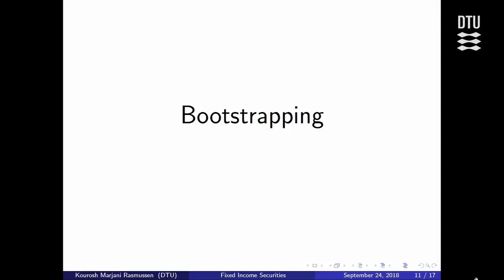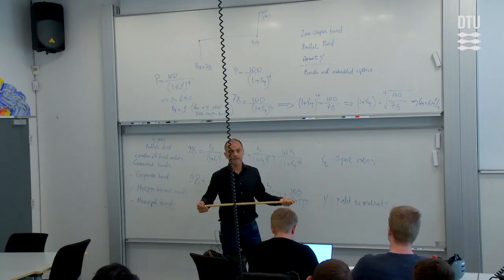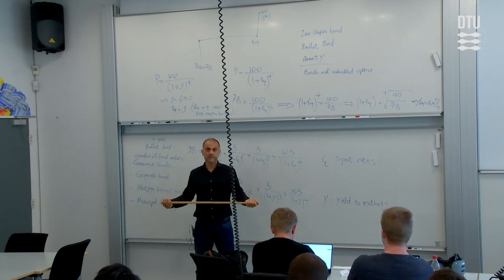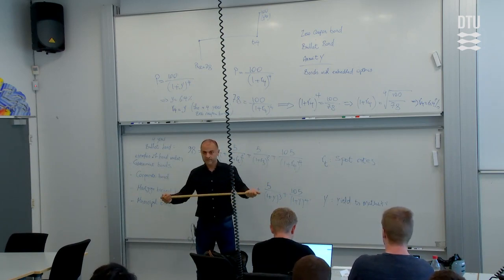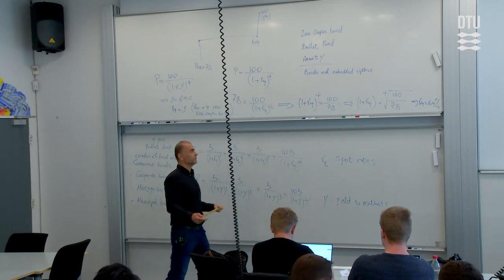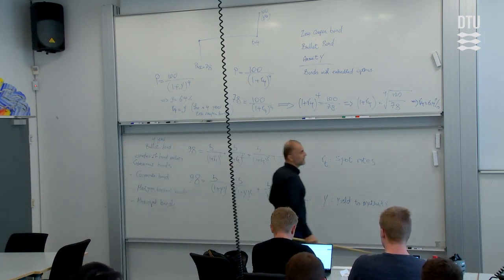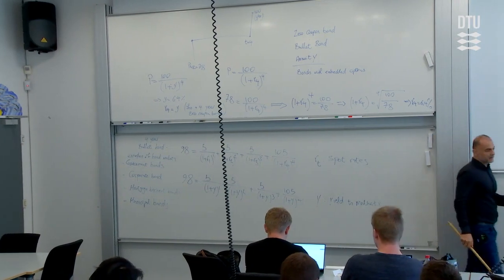So, start again. I'm going to explain to you how, in a rather simple way, you can use an optimization model to find what a yield curve is for a given bond market, or what the term structure of interest rates is for a given bond market. And the method for doing that is called bootstrapping.